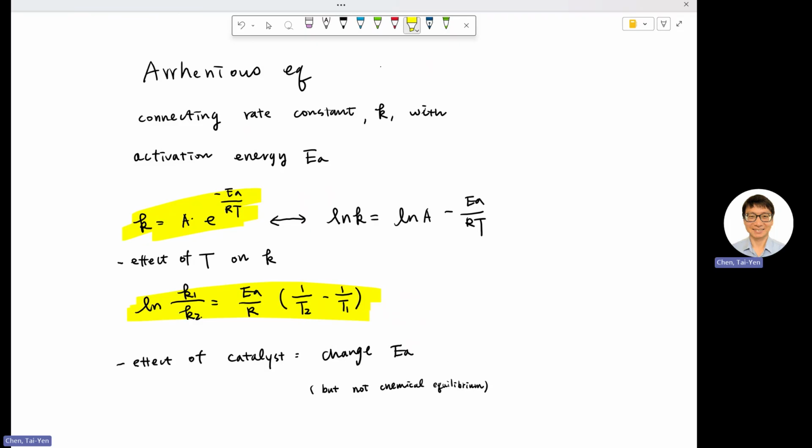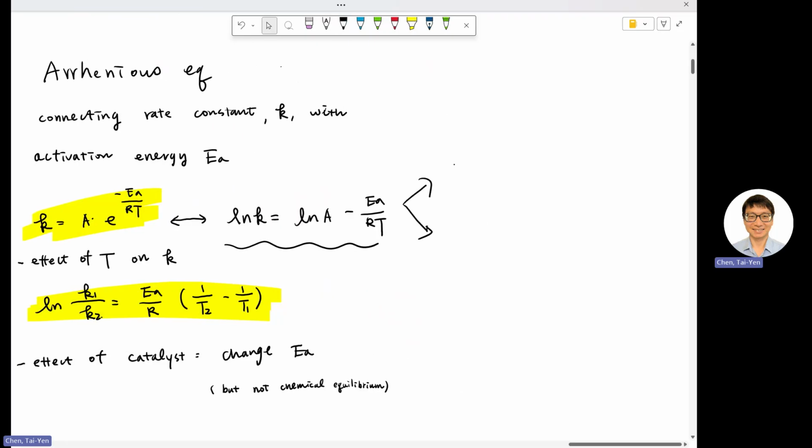The second thing is actually the same equation, but now we have to think about how the rate constant k will change when you have a different temperature. What you do is very simple. We start from this really simple equation. Let's say you have two different temperatures, T1 and T2.